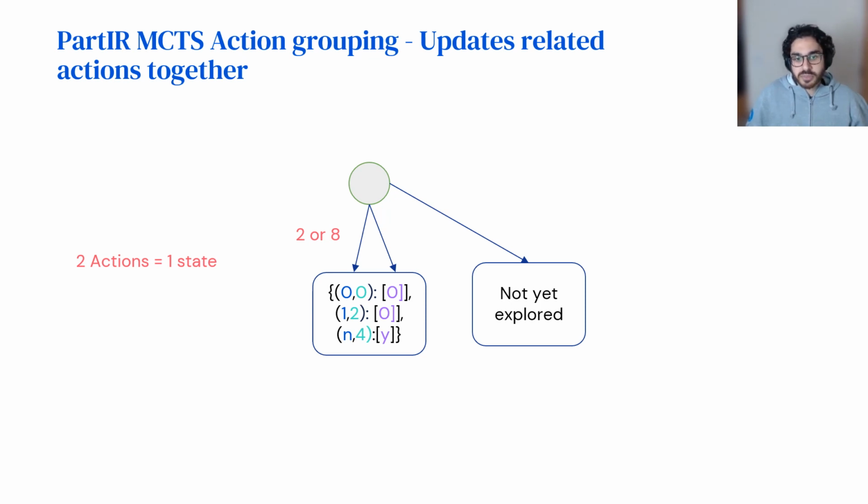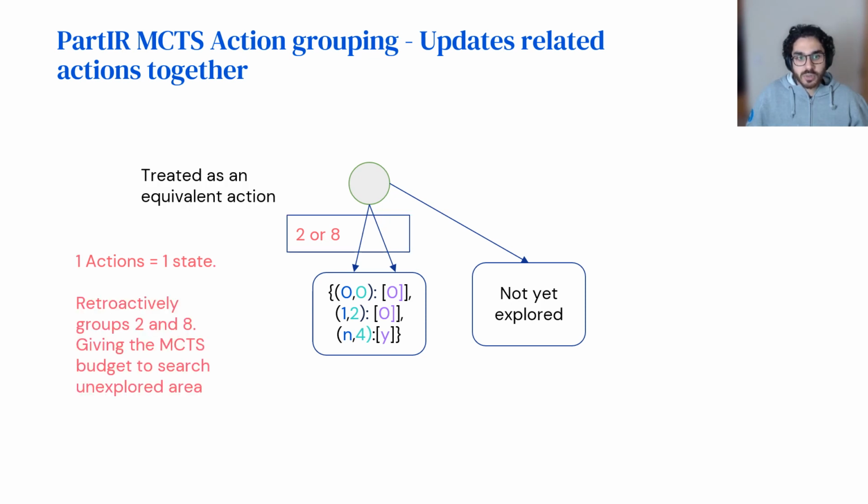So we encode that information in our search, which allows it to basically combine these two actions and consider them as a single equivalent action, and gives the search the budget to explore areas that it has not explored before that we know will yield a different tiled work list.